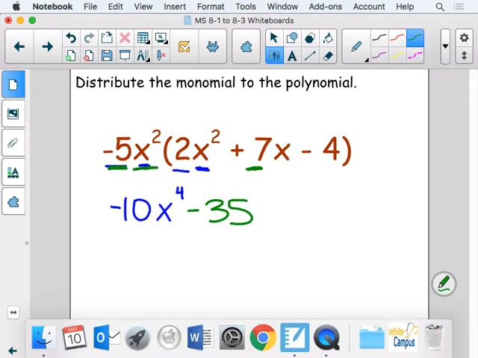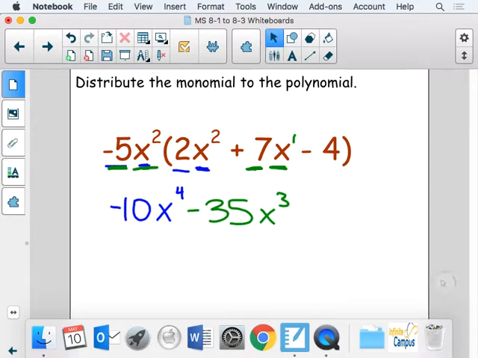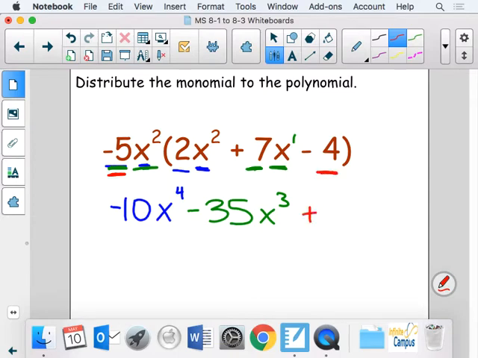X to the 2nd power times x to the 1st power makes x to the 3rd power. And then we have negative 5 times negative 4 is positive 20. And then x squared times no x's makes x squared.